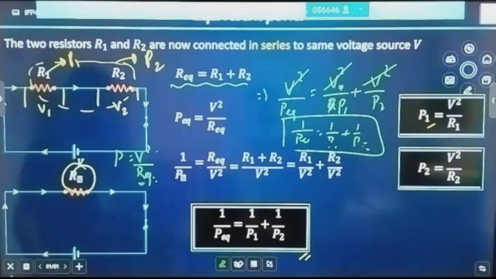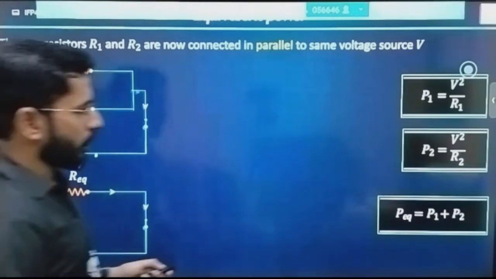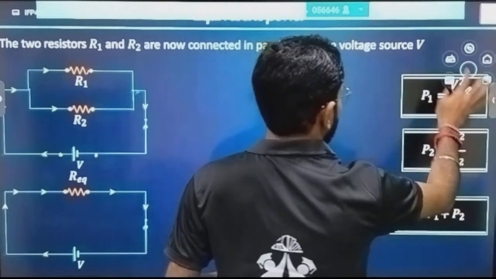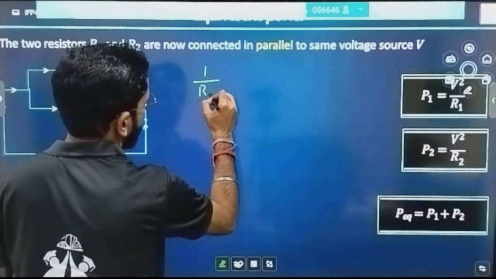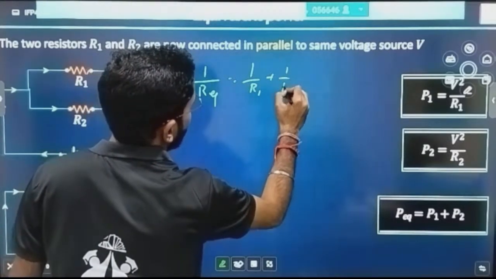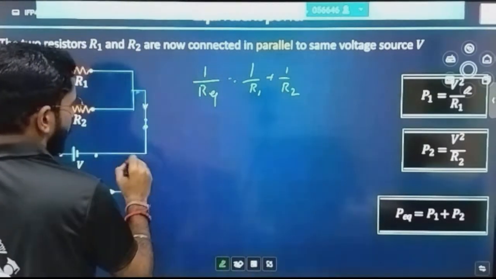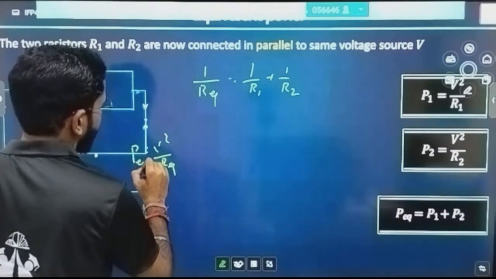Correct? This is the series combination, and for parallel combination, in the same way you can say. For parallel combination, how will you write? If I am asking you what is R equivalent, what will you say? 1 by R equivalent is equal to 1 by R1 plus 1 by R2. And what do you say about the result? P is equal to V square by R equivalent, here P equivalent.